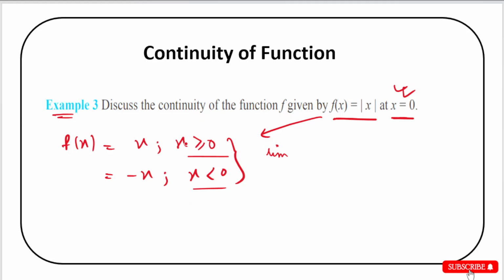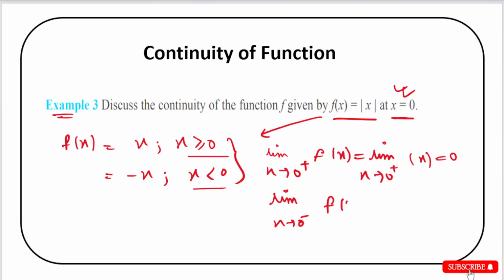But here, since the functional form is different for x greater than or equal to 0 and x less than 0, you have to check limit x tends to 0 plus f(x) and limit x tends to 0 minus f(x) as well. So do that. For the positive portion, this is x, so the value is 0, and for the negative side you have 0 minus x, this is also 0.